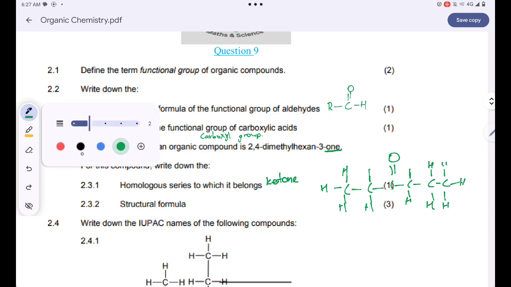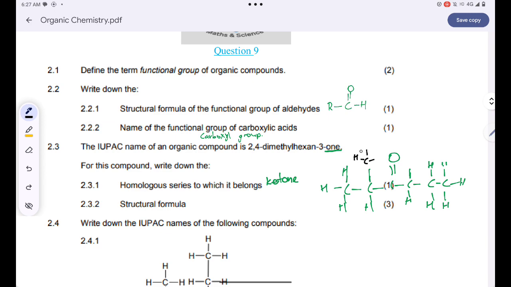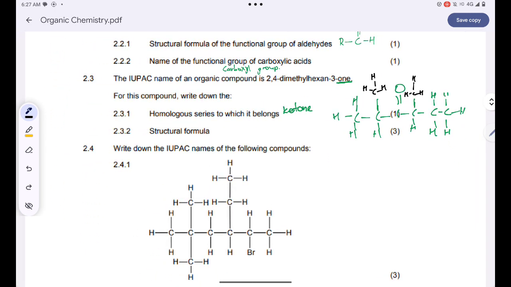And then now I need to address this 2,4 dimethyl. So this will be CH3 at carbon number 2 as well as in carbon number 4, CH3. That's how, guys, you're supposed to draw your structural formula for your 2,4 dimethyl hexan-3-one.